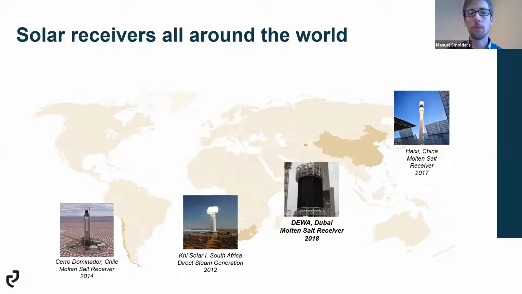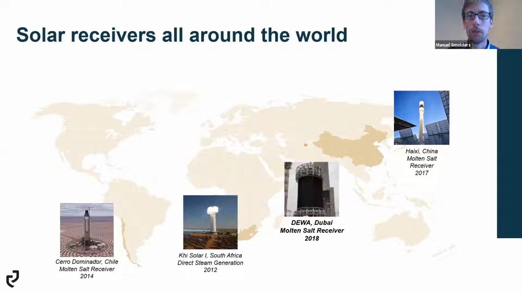Since its creation in 2011, John Cockerill Solar has developed and provides central receivers and other components for high power concentrated solar power stations. So first, we designed and provided the solar receiver for the power plant of Kathu Solar 1, 50 megawatt. This is a plant currently in operation in South Africa, and it was the first generation of solar receiver able to produce high pressure superheated steam.